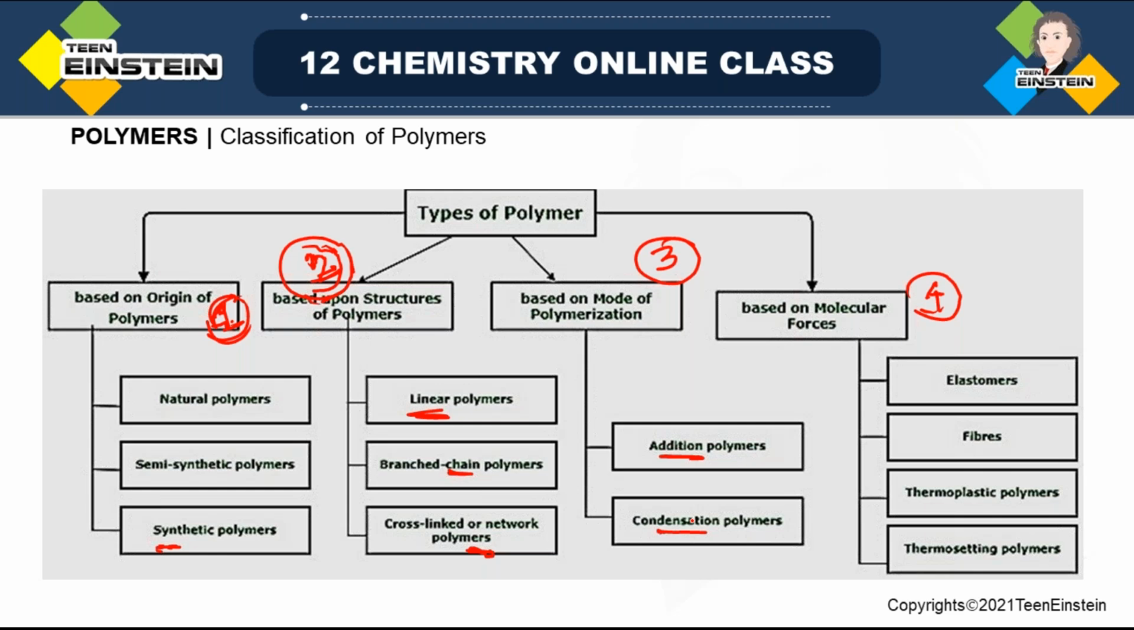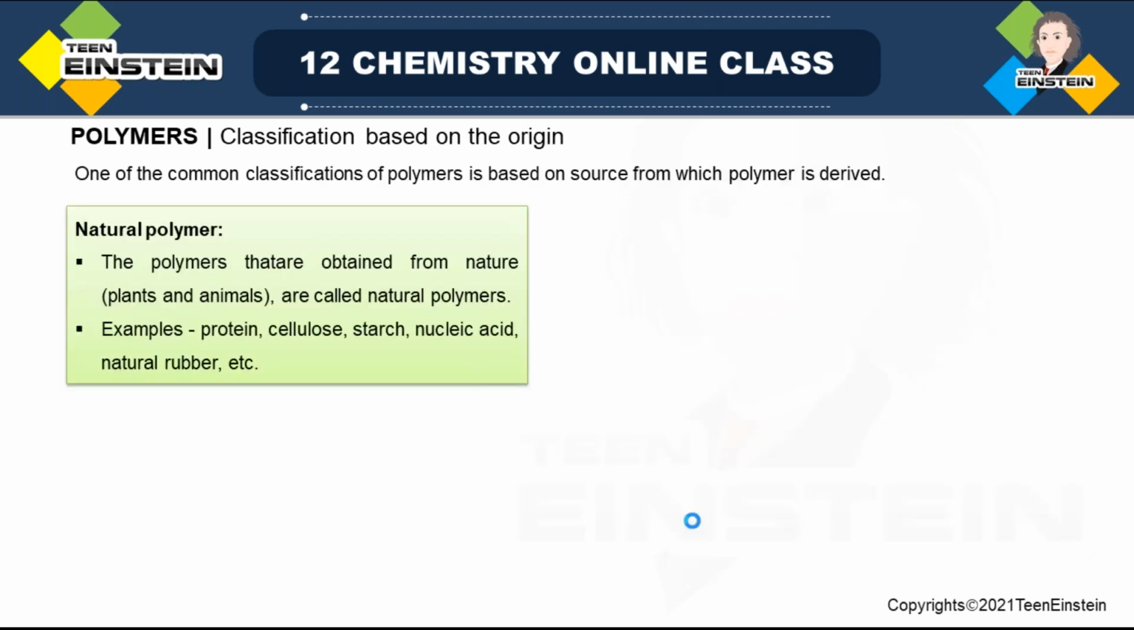And the last, based on molecular forces. So in the final polymer that we have, what type of molecular interaction or forces are present, based on that also we can have some classification. Elastomer, fiber, thermoplastic, thermosetting. Okay, so first we'll start with based on origin or source. Based on origin. So from where we are actually getting it.